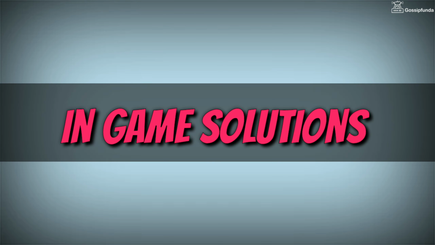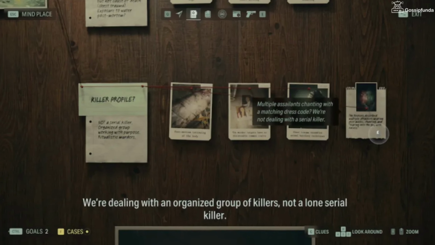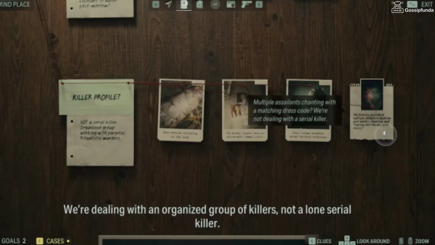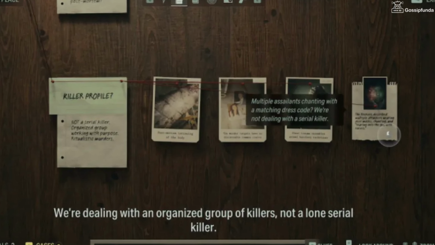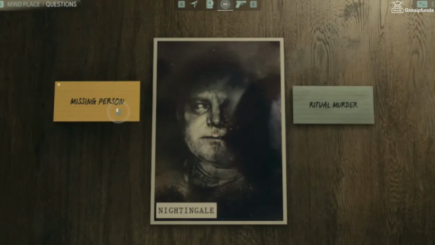First of all, it is not a bug. The reason why this issue occurs is because you haven't fully solved the case on Saga's caseboard. You have to unlock different things to ask people in Saga's mind using her profiling techniques. You also have to find clues by talking to other people and find the manuscript to put together the clues.